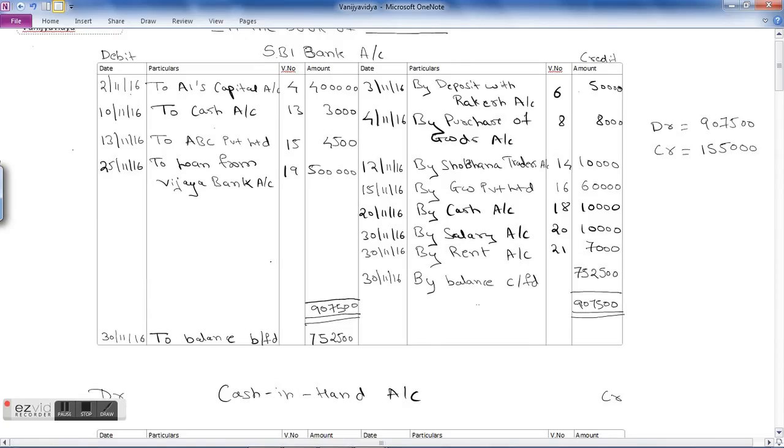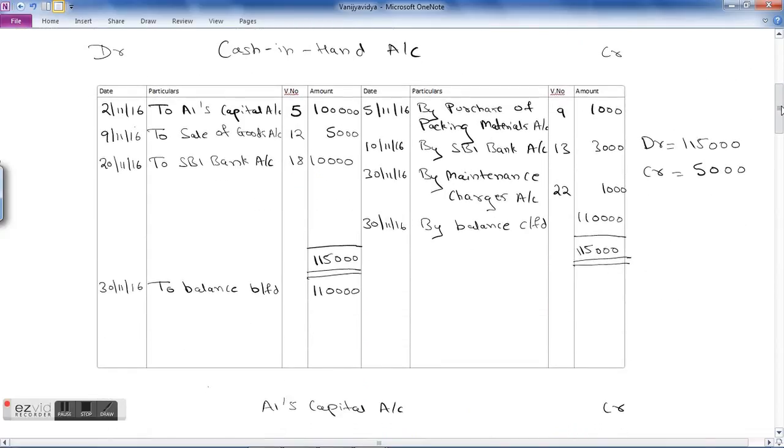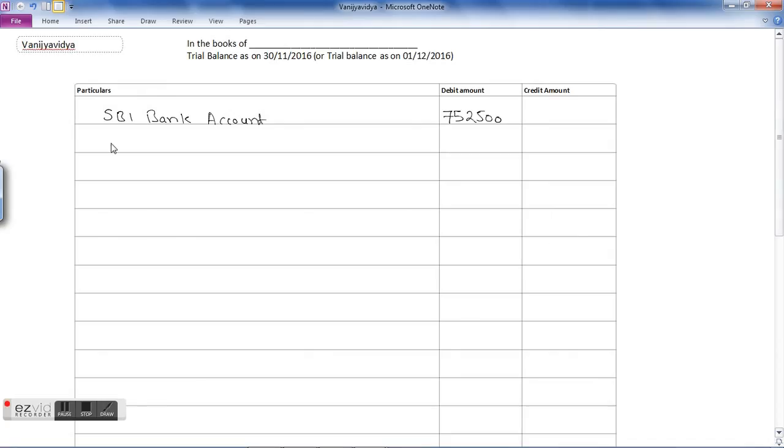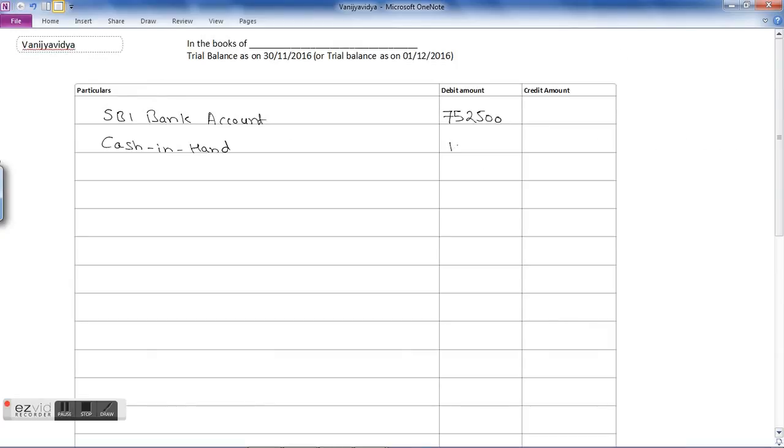Next account we'll see now is the cash in hand account. You need not write account here, you can just write cash in hand. And what is the balance? Balance brought forward is 1,10,000 on the debit side. So cash in hand is showing a debit balance. So on the debit side you'll write 1,10,000.